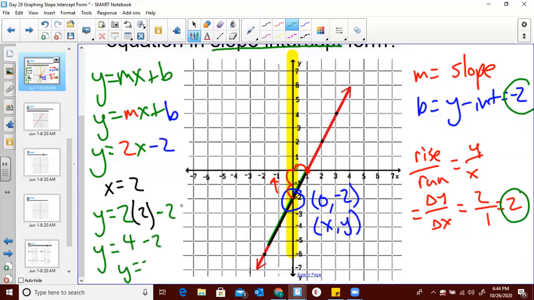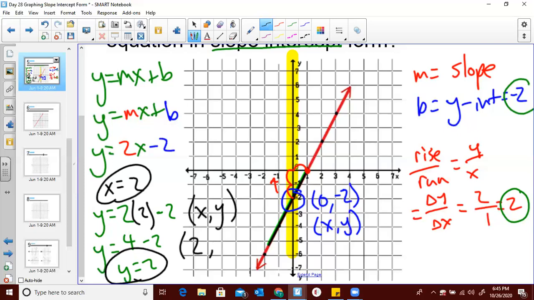2. So the point that we would have gotten would have been x and y, right? So we plugged in a 2 for x right here, and we got out a 2 for y. And when we plot this point, we start at the origin. We go 1, 2, 1, 2, and you can see that that point is in fact on the line. So you can check your work here.